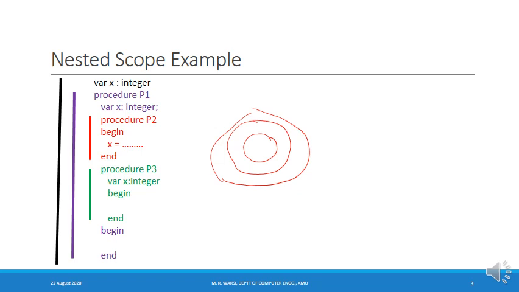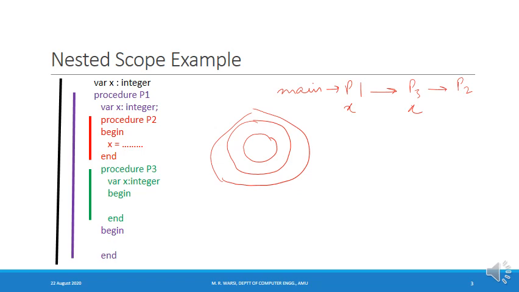For the time being, let us consider that the execution pattern is like this. Main has given a call to procedure P1. P1 has got a definition of the variable x. P1 has given a call to procedure P3. P3 has got a definition of x, and P3 has given a call to the procedure P2. In P2 we are referring to the variable x.